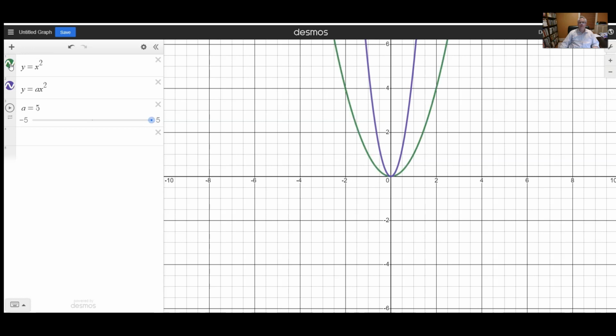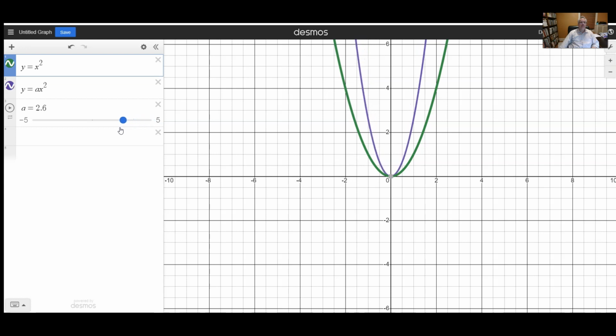So if I put the original back here, for instance, this point maybe right here has stretched all the way up to that point. This point right here has stretched all the way up to this point on the purple graph. So we can see how points on the green graph like this have moved upwards. And so the graph has kind of gotten taller and skinnier in a sense. All right, so that's what happens if a is greater than 1.